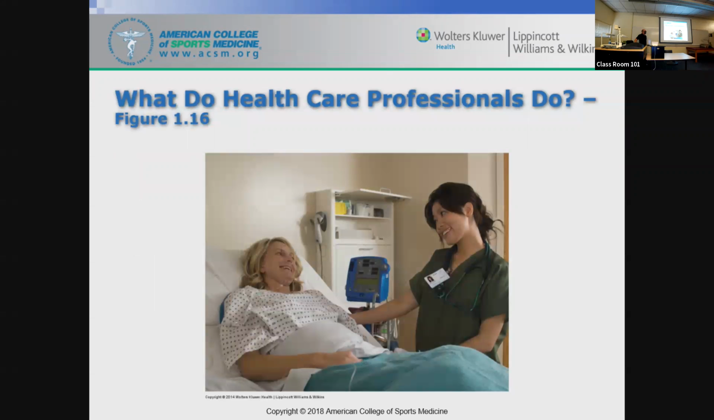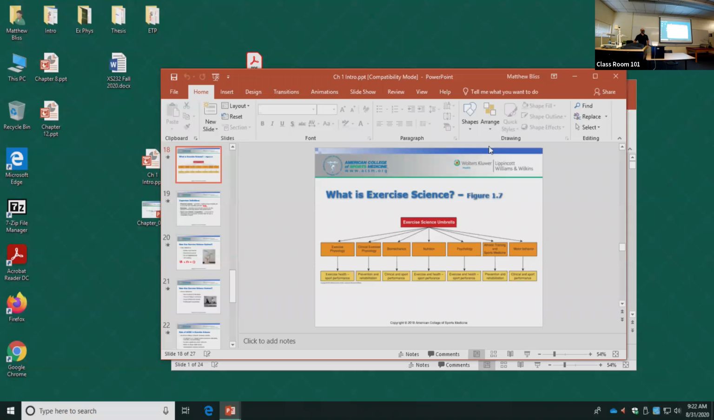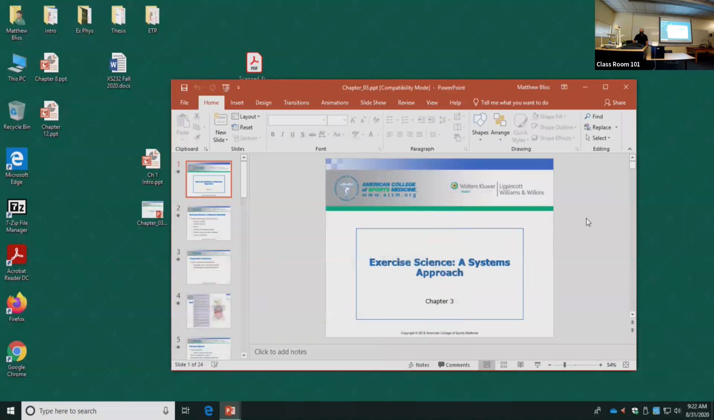And what do healthcare professionals do? You can pose for pictures in a clinical setting, helping patients, and any type of therapies that are there as well. So there we go, chapter number 1, over and done. Just a short review in case you forgot.